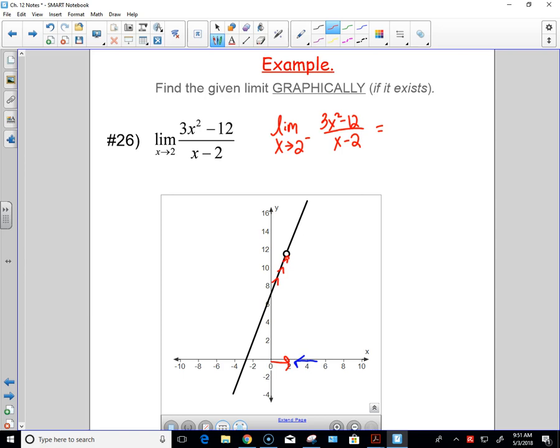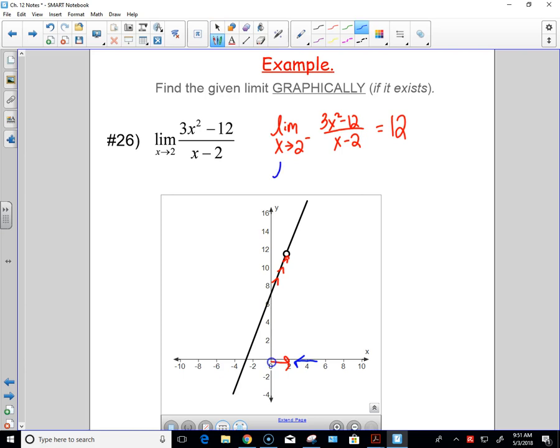Okay. As you went from below, if you were using your calculator, what kind of numbers should you have been plugging in? 1.9, 1.99, 1.999, looking at the y's and saying, are they getting closer to something? And what did you see them getting closer to? Good.